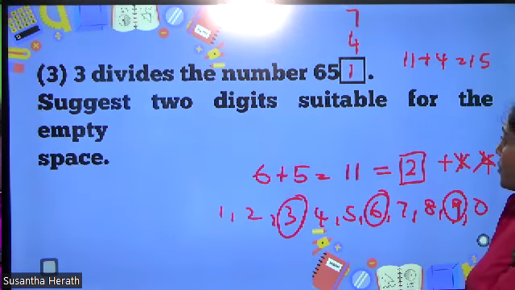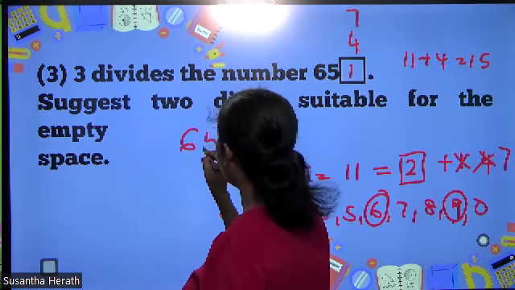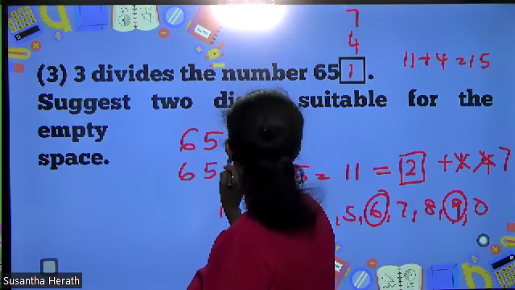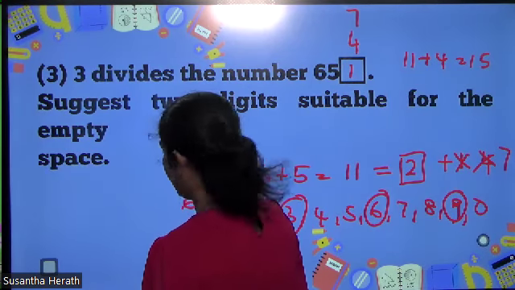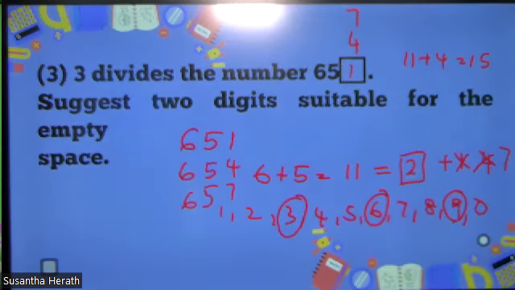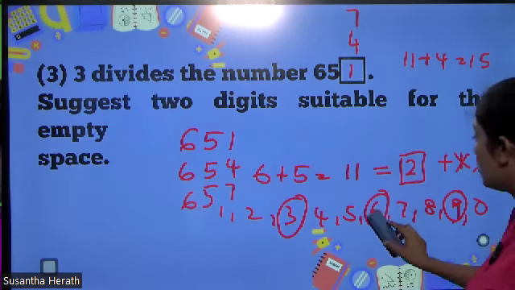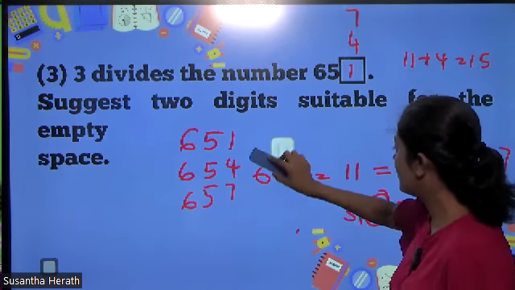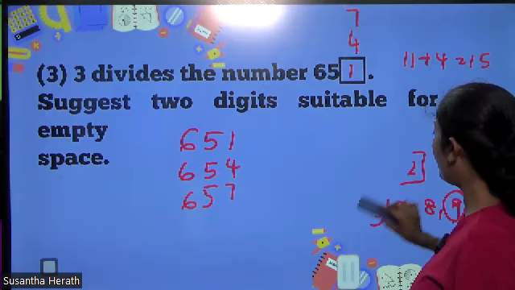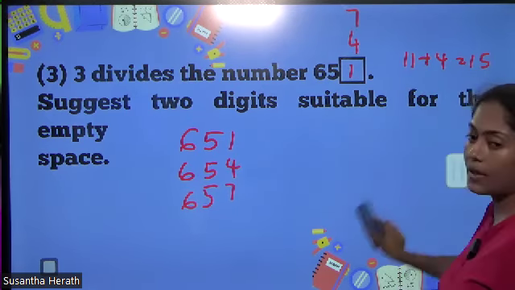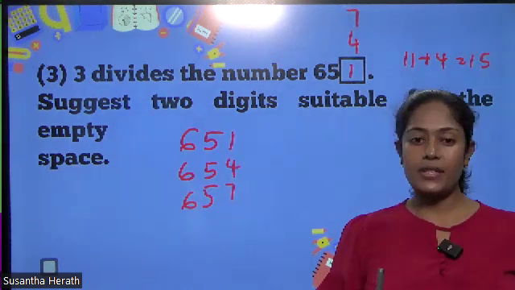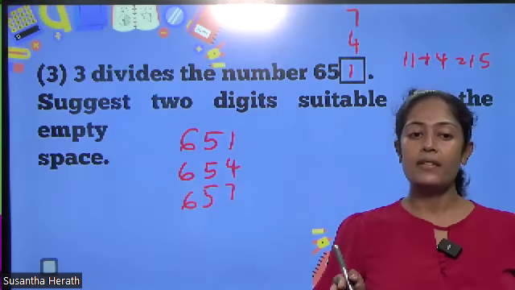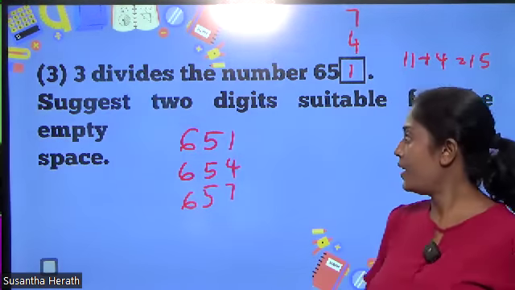So what are the values we can write? 651, then 654 and 657. These are the values they are asking. You have to write suitable 2 digits. Then digits are 1, 4, 7. From these you can write 2 digits. Okay, have you got the idea? Yes, teacher. So remaining questions I'll give for you as homework, right? Okay, teacher.